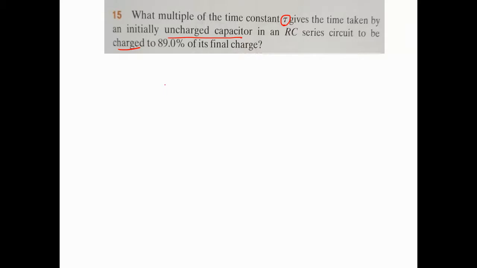Because initially you take the uncharged capacitor and then you charge it to how many percent? 89%. So initially I take the capacitor which has no charge, and I'm going to connect that capacitor with the RC circuit and charge it. So that means we are going to play with which equation? The charging equation. So what is that equation? Q is equal to Q naught times 1 minus e power minus t over tau. Am I right?